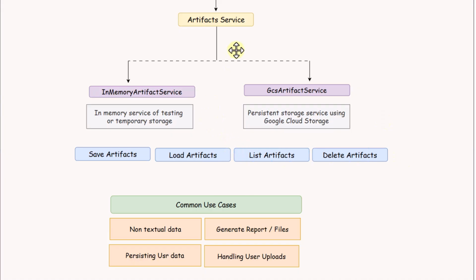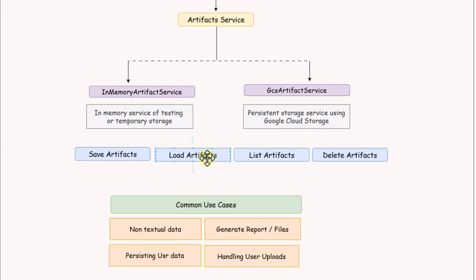So when we deal with artifacts, there are different kinds of interfaces provided to interact with artifacts. One common functionality is going to be save artifact. Save artifact would help you to save any kind of artifact. It could be your PDF file, it could be your text file, it could be your video file, any kind of file. This particular interface is going to help you to save those kinds of artifacts.